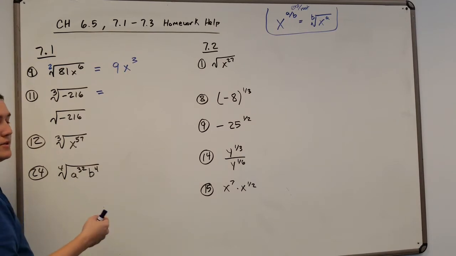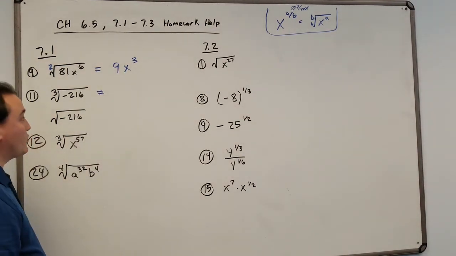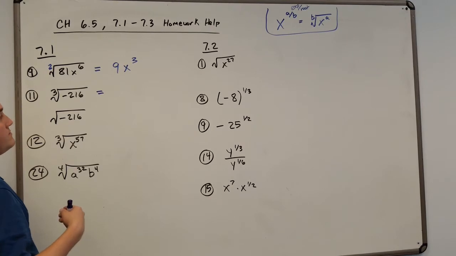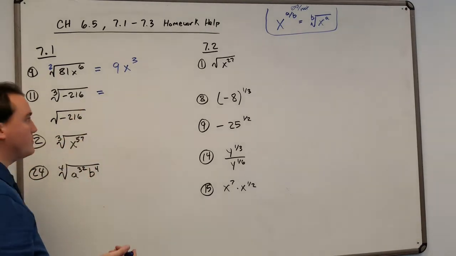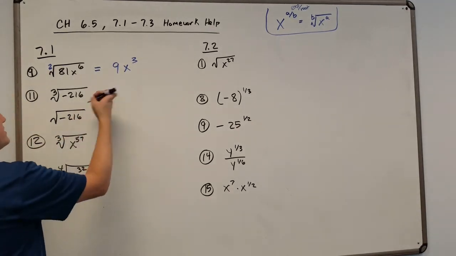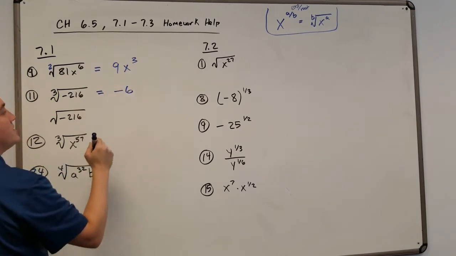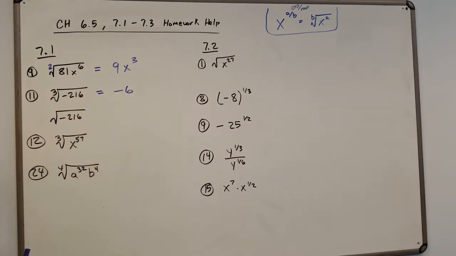You try maybe 4. 4 times 4 times 4 is 64. And keep going. Since it's even, it's going to be an even number. So you can skip 5, go to 6. It is actually negative 6, because negative 6 times negative 6 times negative 6 is negative 216.